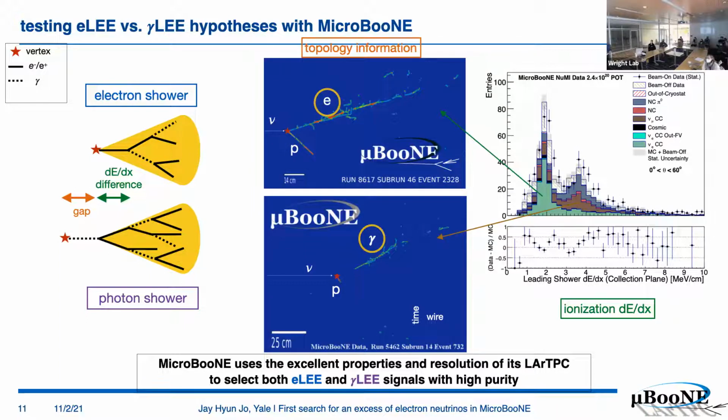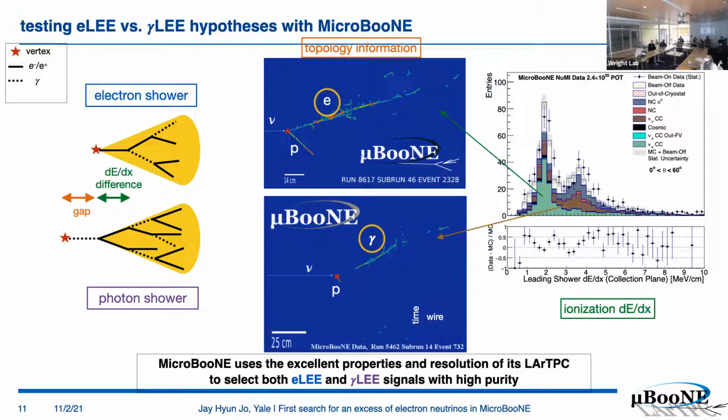The other handle is especially useful when you do not have an attached track. When you have the attached track, it's really easy to get this gap. But if there is no attached track, then it's hard to even reconstruct the neutrino vertex, and we could easily mistake the shower vertex for the neutrino vertex. Then what we do is look for the energy deposition, or dQ/dx, at the beginning of the shower. Going back to the cartoon, because of the nature of the electron and photon showers, there is a difference in dQ/dx, or dE/dx if you can calibrate it, between electron and photon showers.